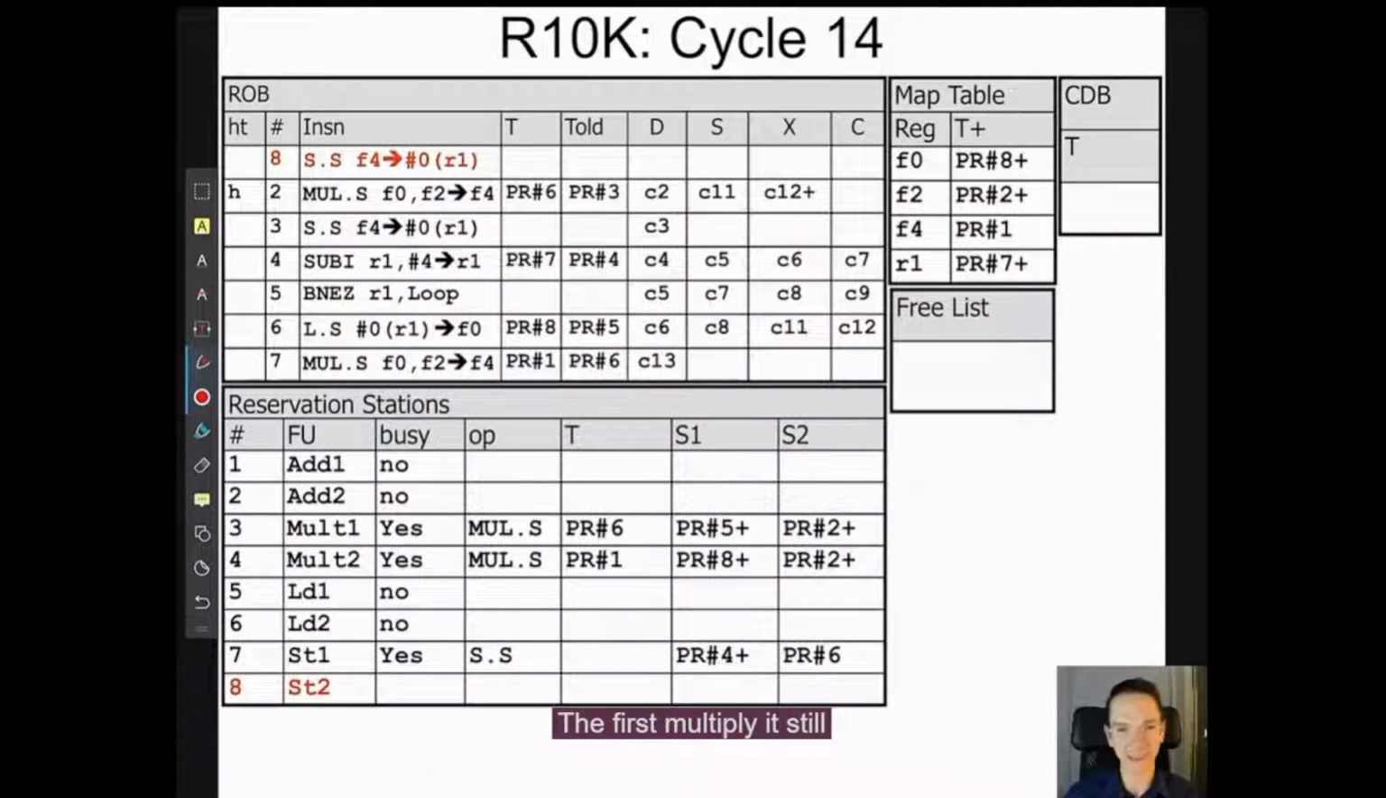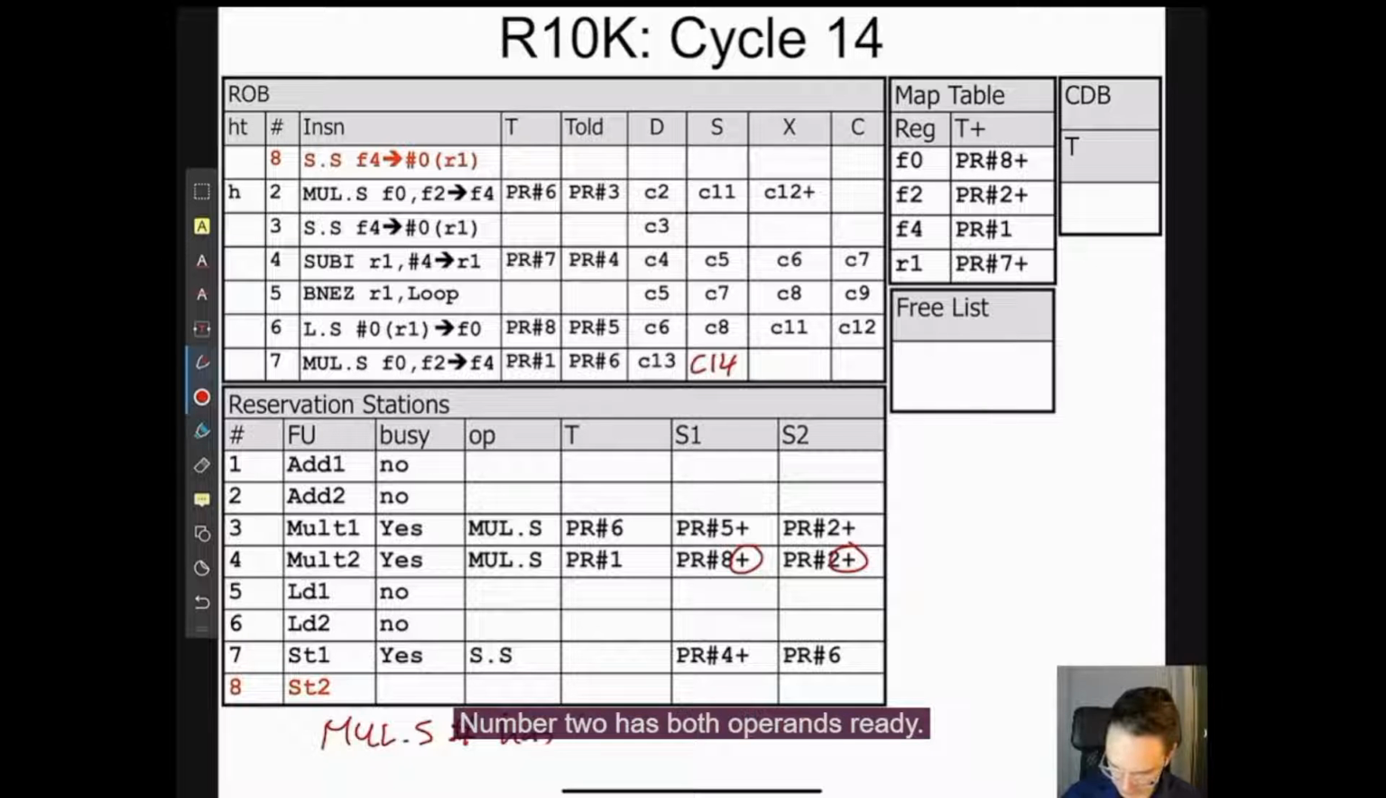The first multiply is still executing. The store is waiting on a value before it can even issue. We have 3 instructions that have completed, but their resources can't be freed. They have to retire in program order. Now, what about the second multiply? Well, both of its ready bits are set, so it can issue in cycle 14. So the multiply number 2 has both operands ready.